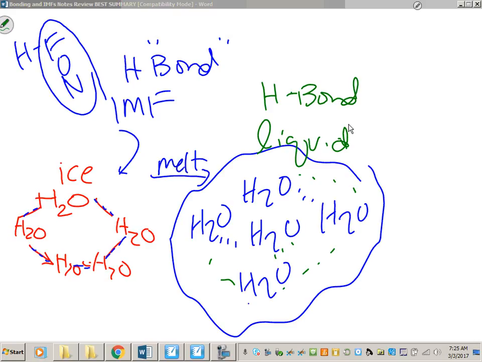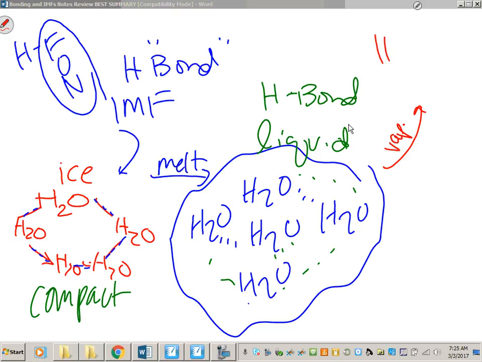So you can see this was supposed to be really condensed together. Let me use a different word. Compacted together. This was a really compact structure. This was more flowy. Now you can imagine as we go to vaporization, so as we vaporize it or boil it, what's it going to look like?